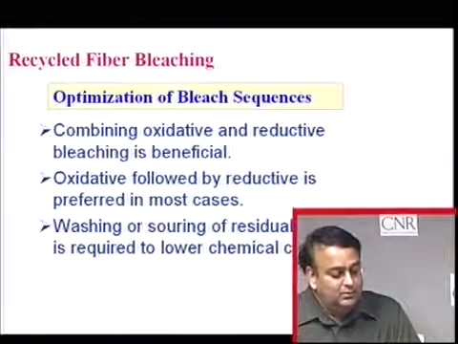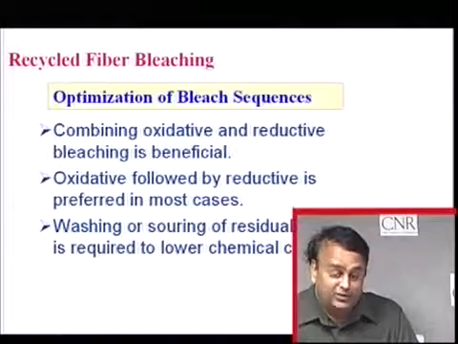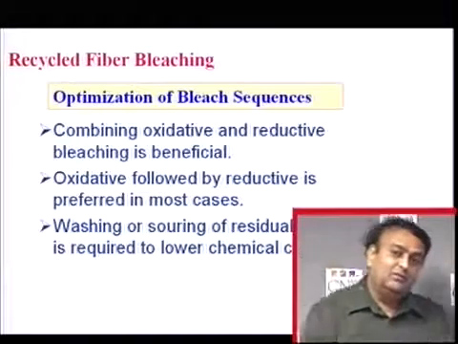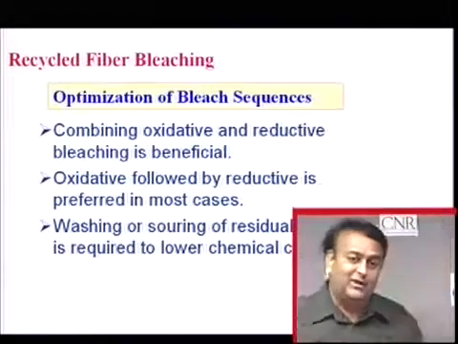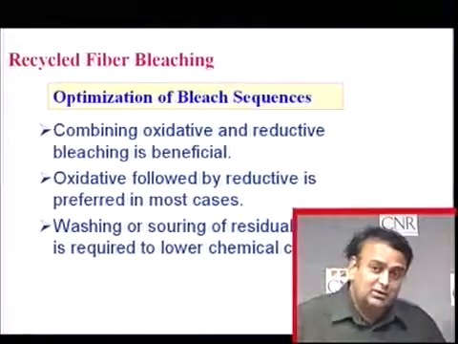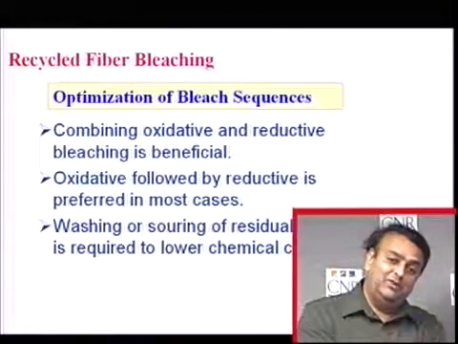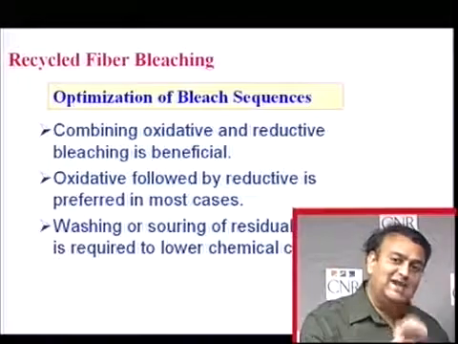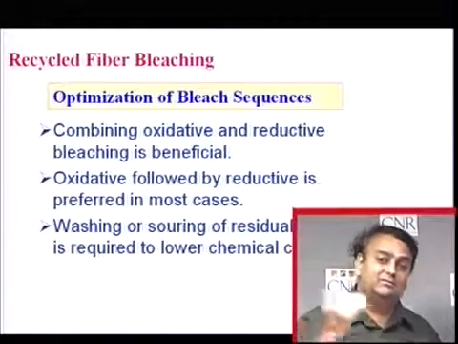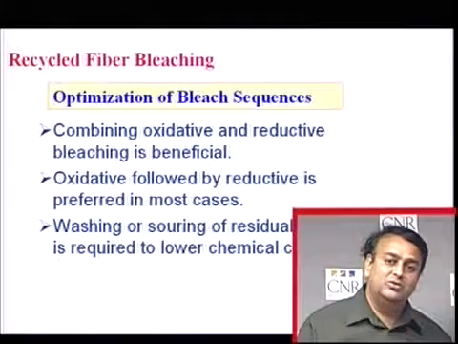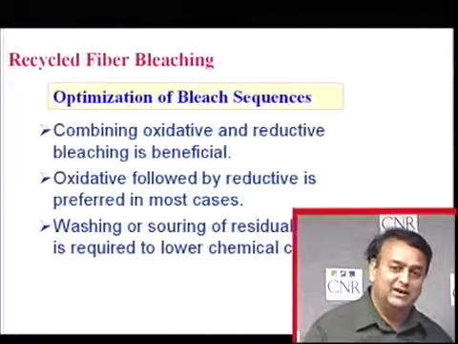A guideline is that a combination of oxidative and reductive bleaching is beneficial. An oxidative chemical like peroxide followed by a reductive chemical like hydrosulfide or DBI is ideal in most cases, because if you do reductive bleaching first and oxidative next, the reduced chromophore sites can get oxidized, then color can revert back. It will drop your brightness. So, what you want to do is you do your oxidative first and then do the reductive next.